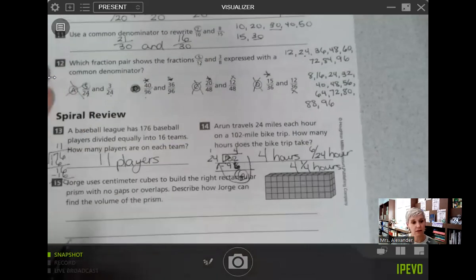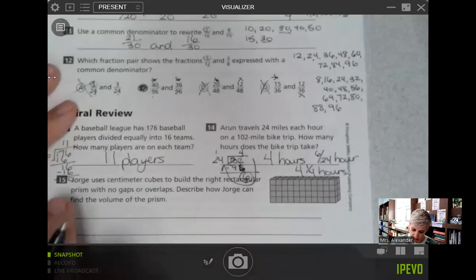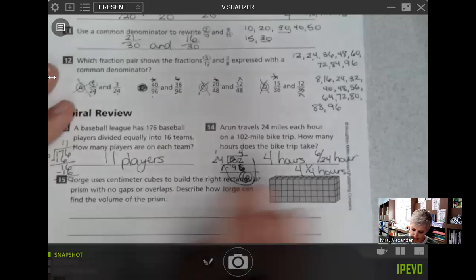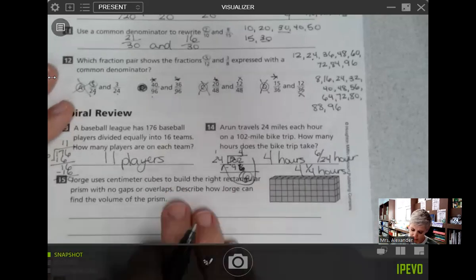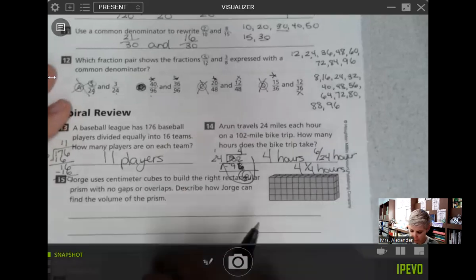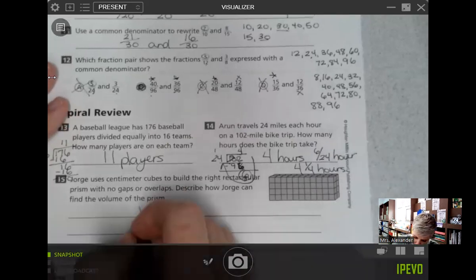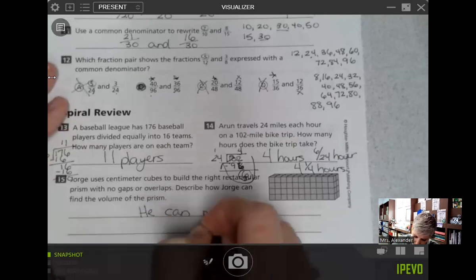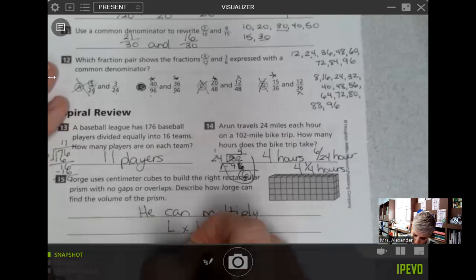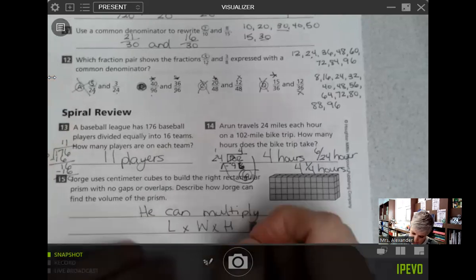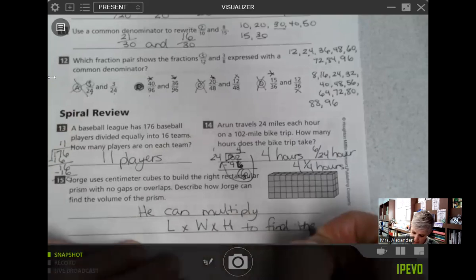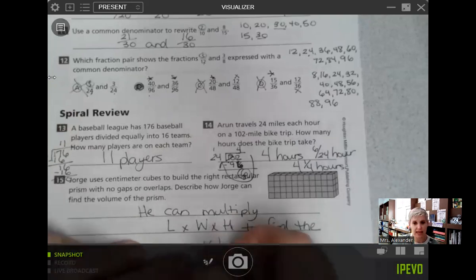And finally, here we go. Jorge uses centimeter cubes to build the right rectangular prism with no gaps or overlaps. Describe how Jorge can find the volume of the prism. Very simply, right? He can multiply length times width times height to find the volume. Because there are no gaps or overlaps, we can use that formula.